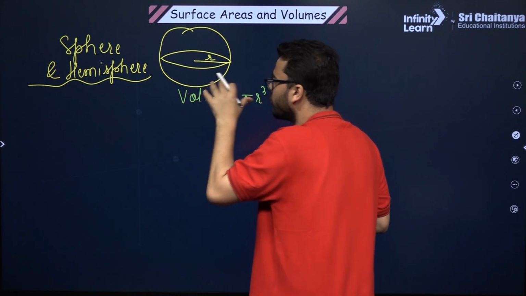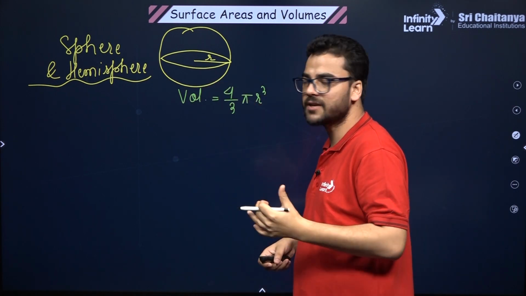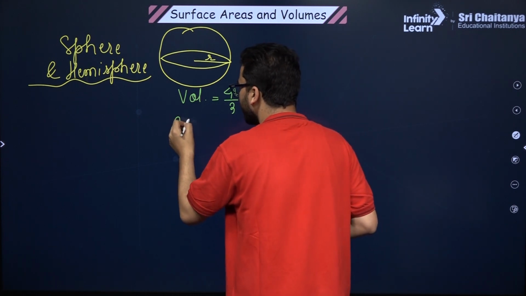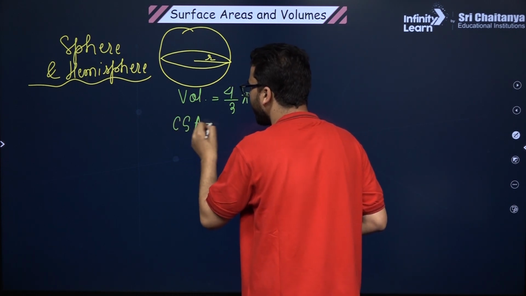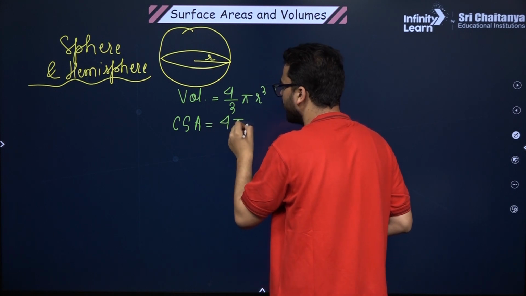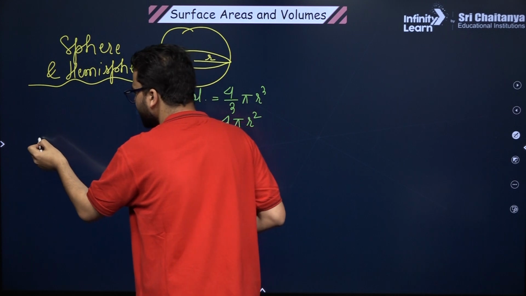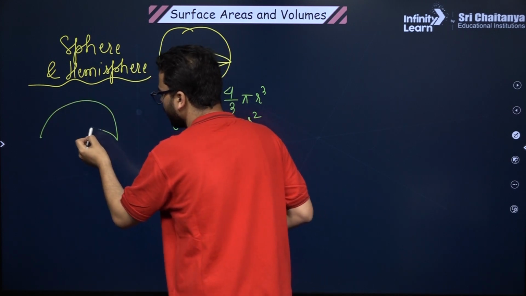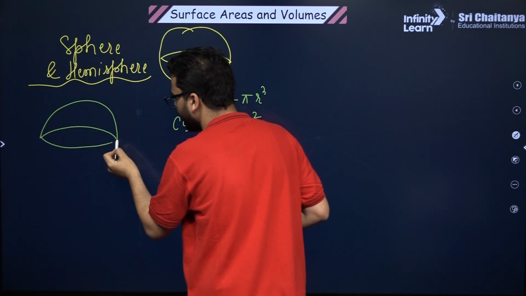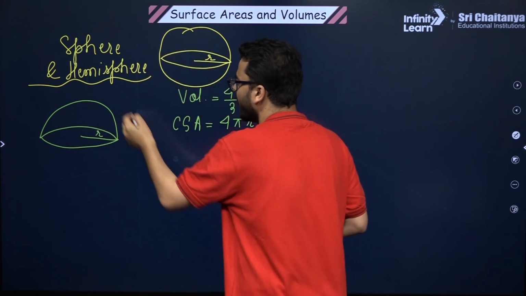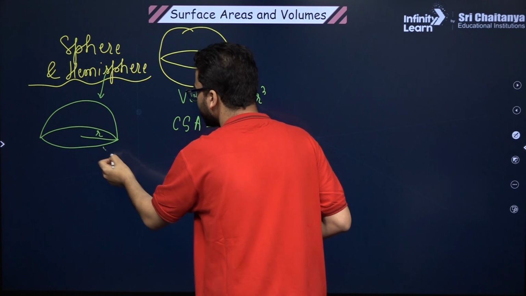And what is its, you call it curved surface area or total surface area, because the whole surface is curved. So you'll write CSA only. So its curved surface area is 4 pi r square, square units, right? Now if you have got a hemisphere, half of a sphere, so if you have got a hemisphere over here, what is its volume, guys?